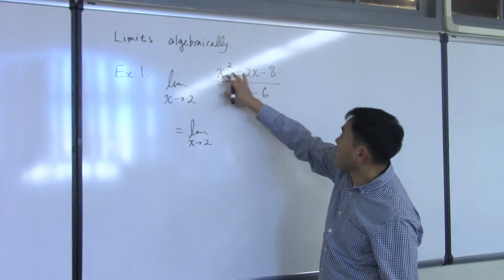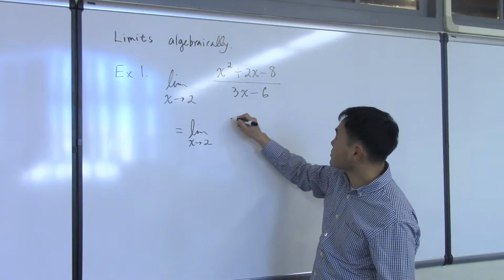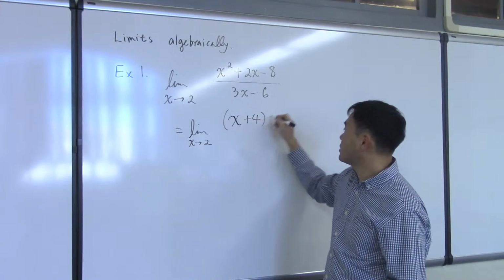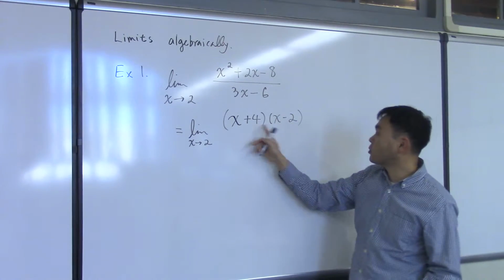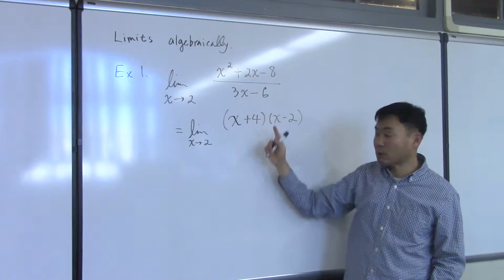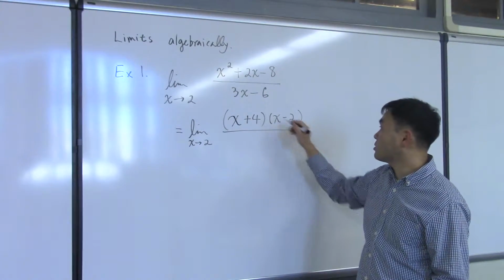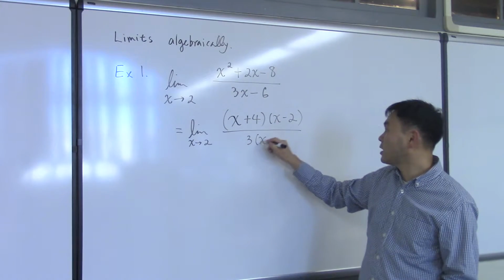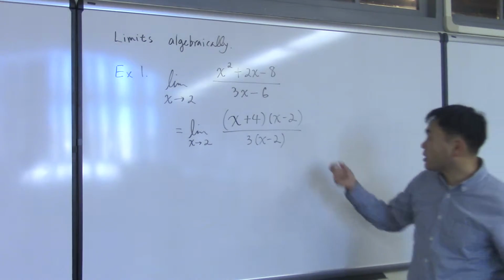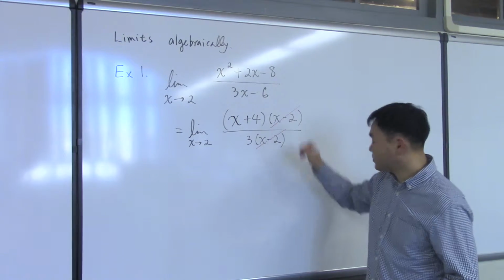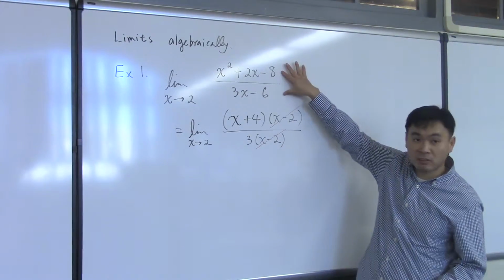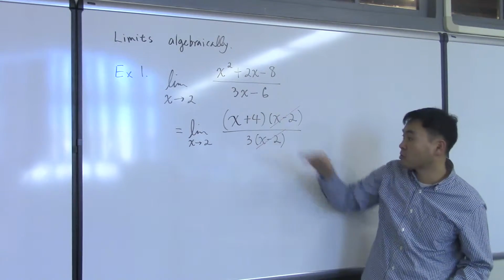So here, I can factor this as x plus 4, x minus 2. Okay? 4 plus negative 2 is positive 2. 4 times negative 2 is negative 8. So it is true that the top can be factored in this form. Whereas the bottom is 3 times x minus 2. As you can see here, both top and bottom have x minus 2, which I can cancel. So I've managed to change this expression into an equivalent expression, which is x plus 4 over 3.